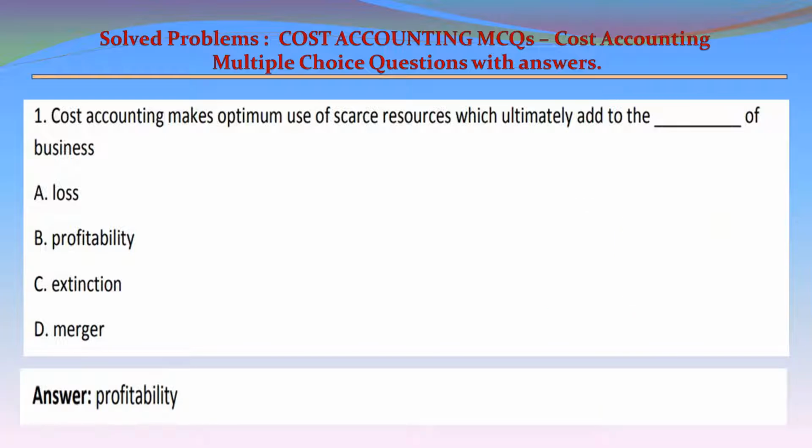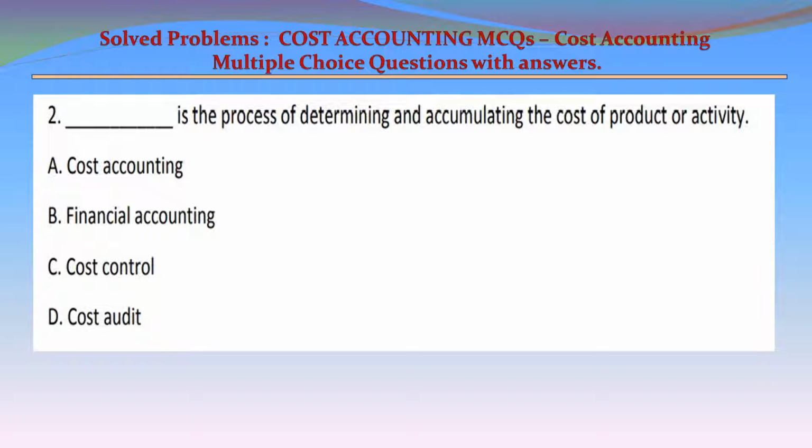Answer. Profitability. 2. Dash is the process of determining and accumulating the cost of product or activity. Options A. Cost accounting. Option B. Financial accounting. Option C. Cost control. Option D. Cost audit.